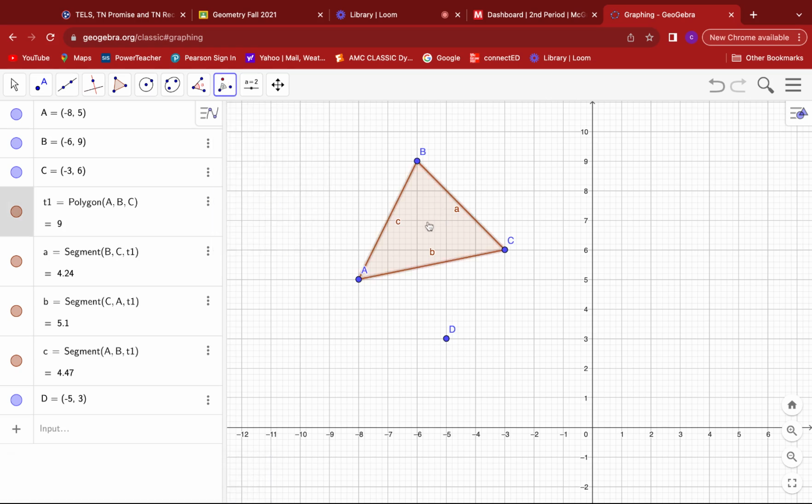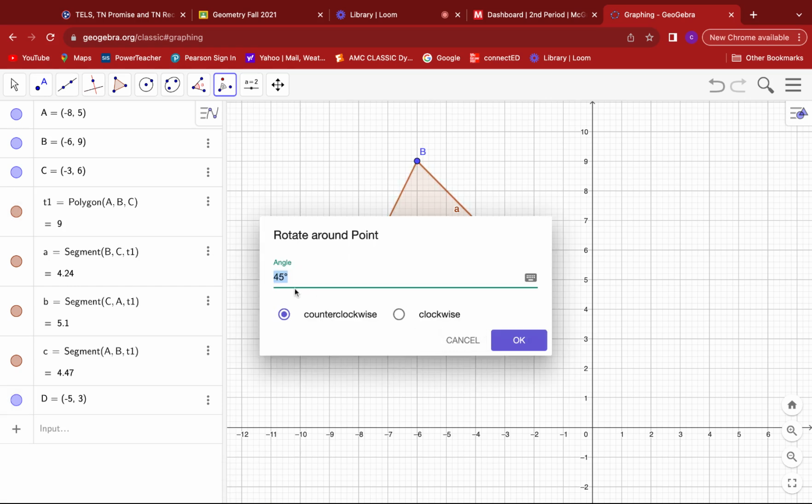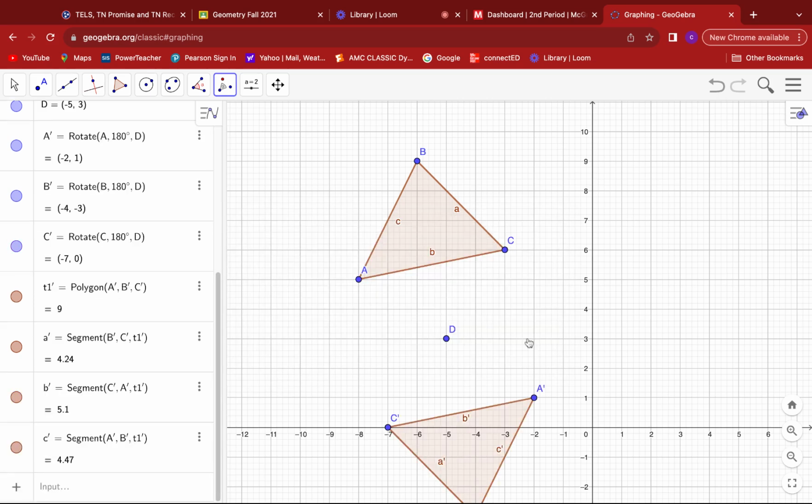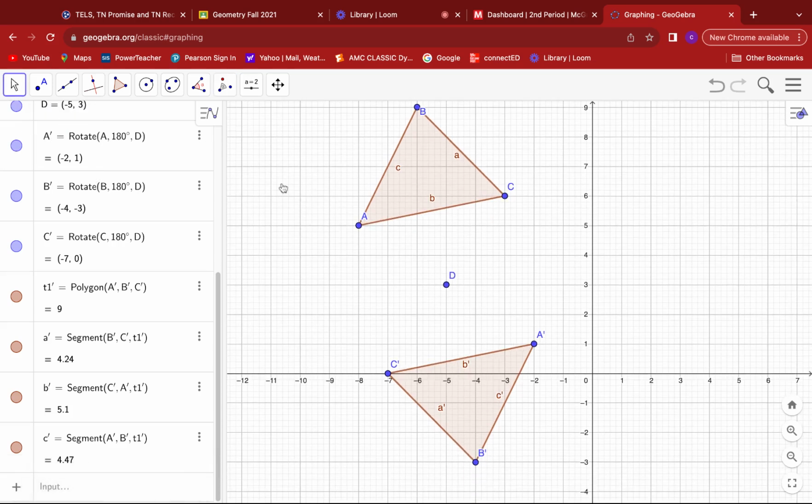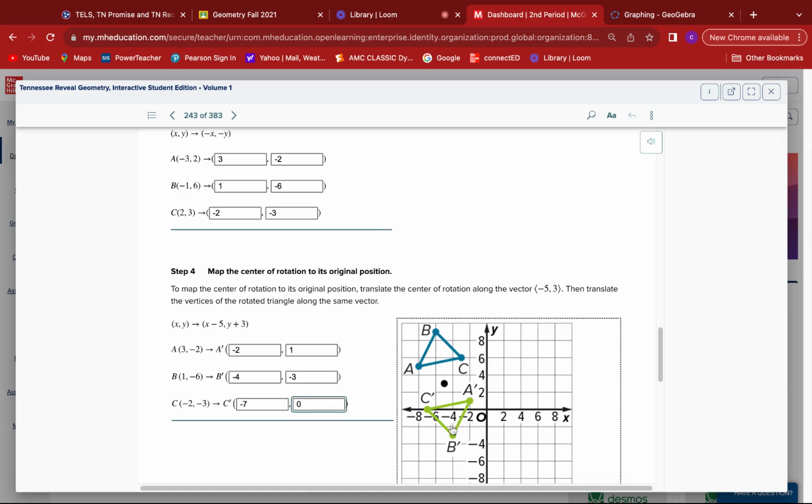I'm going to click on the figure. I'm going to click on the point. I'm going to get this little box right here, and it's telling me, okay, I need to put in what I'm rotating. I'm rotating 180 degrees counterclockwise, so you can change it if you need to. I'm going to hit OK, and there is my figure. All right, it's a little bit blown up because it looks a little bit bigger than the one that's in your book, but you can see they are the same.